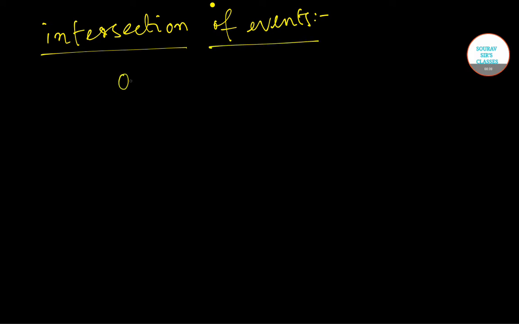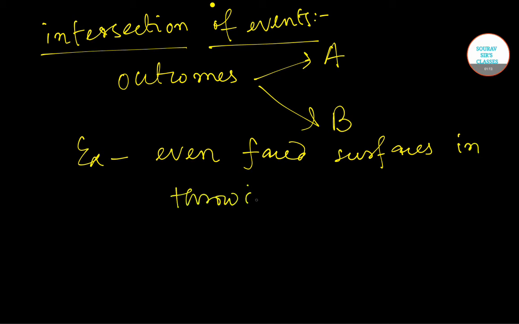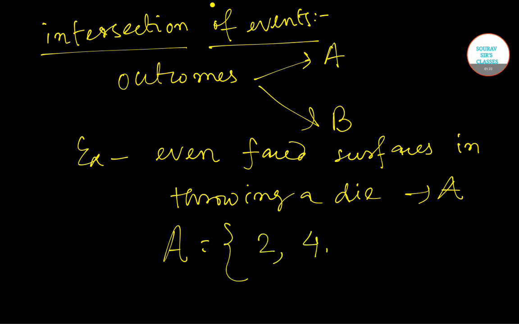Suppose there are outcomes which are in A also in B. So these outcomes which belong to A and also belong to B are known as the intersection of events. For example, let us take the event of even faced surfaces in throwing a die, and let us symbolize this by event A. So event A gives us the set 2, 4, and 6.